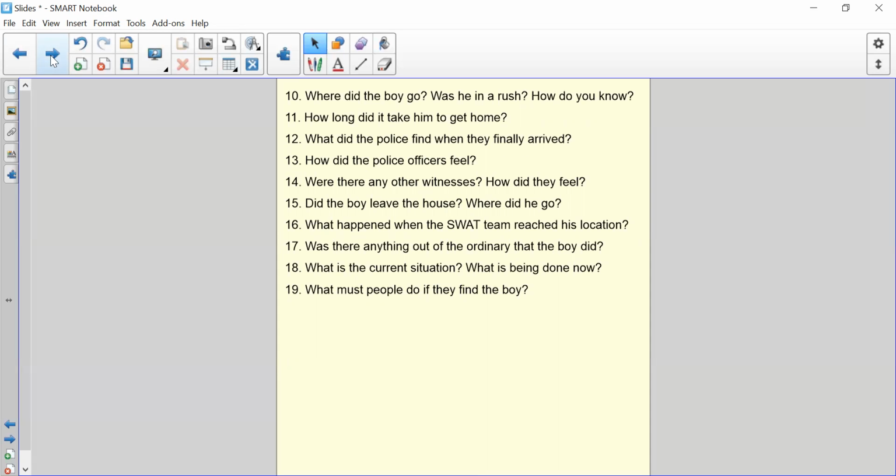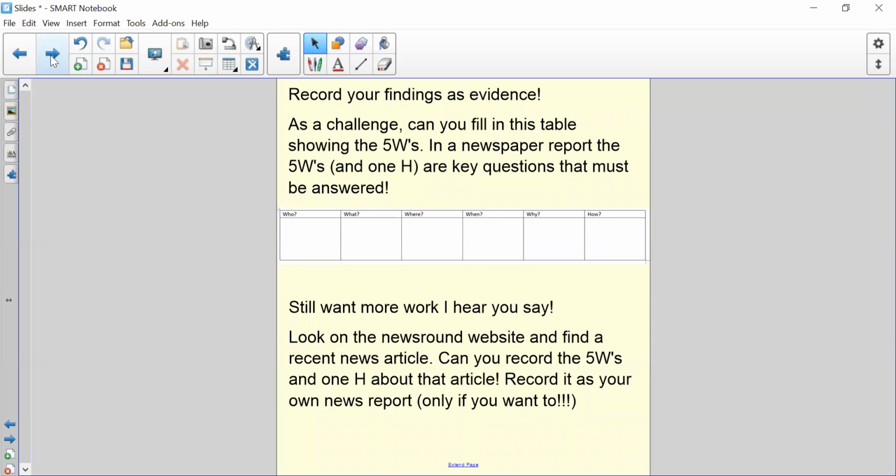If you'd like to make notes of your answers on a piece of paper, that would be great. On the next slide, there is a table that you could use to record which of the 5 W's and the H questions that they are answering. But if you want to jot your answers down, this will really help you in understanding what happened in the text. So record your findings as evidence. As a challenge, can you fill in this table showing the 5 W's? In a newspaper report, the 5 W's and 1 H, which is the how, are key questions that must be answered. So you've got a table here and it says who, what, where, when, why, and how. Can you sort out the evidence you've collected into those sections?